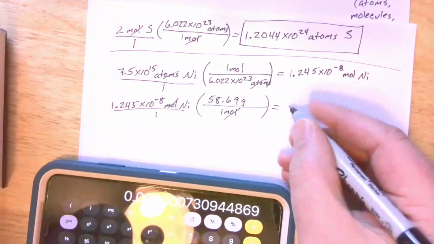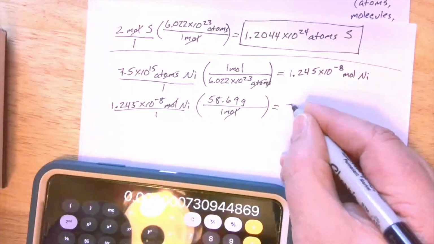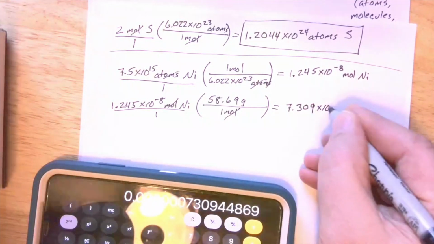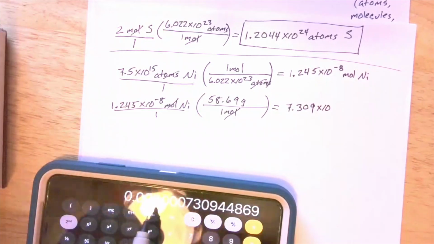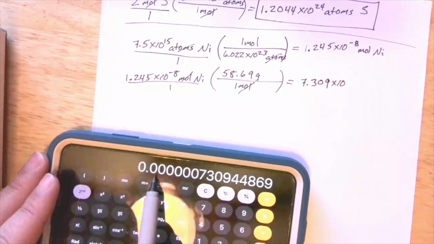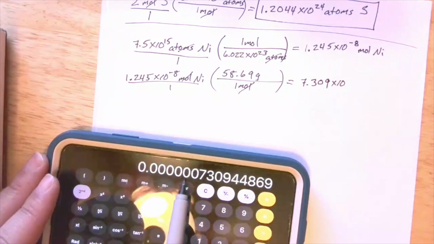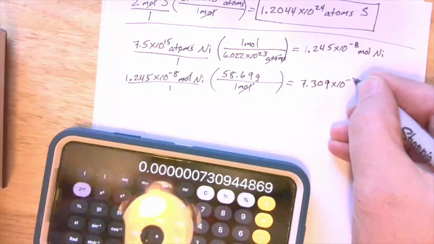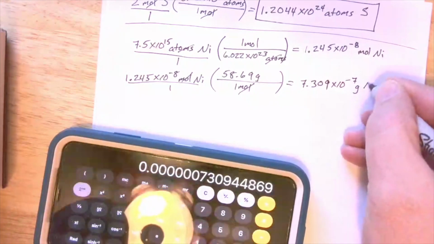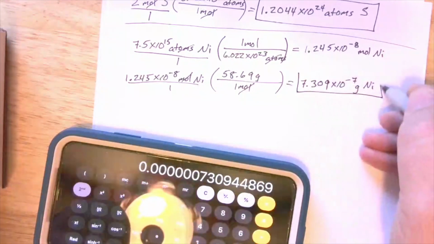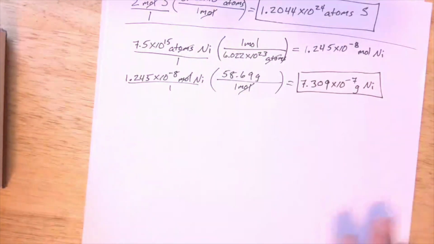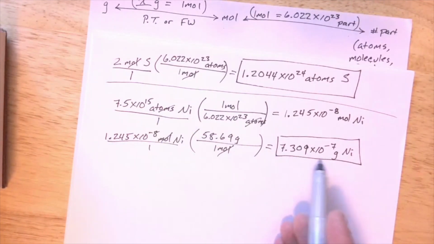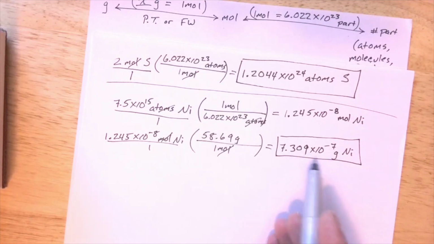And I get still a pretty small number. About 7.309 times 10 to the, count over here, sorry for the glare, 1, 2, 3, 4, 5, 6, 7. So that's to the negative 7 grams of nickel. Alright, so what we just did is if you have this many atoms of nickel, this is how much it would weigh. So not by much.